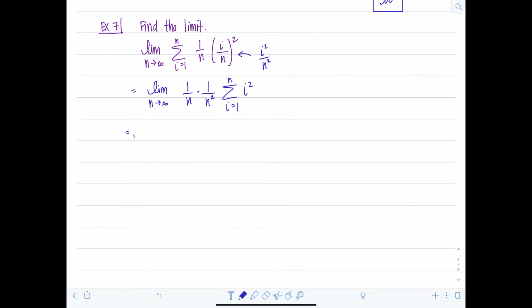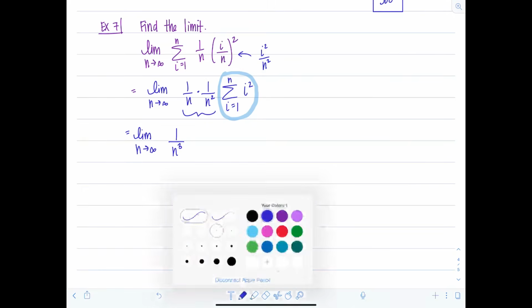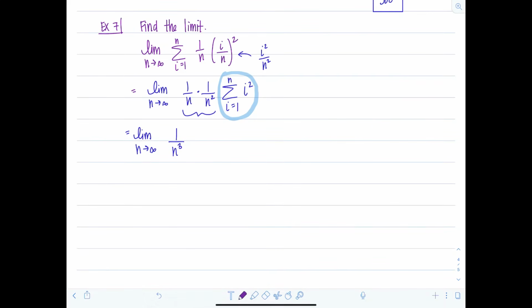So now this is the limit as n approaches infinity. These two I can clean up, multiply by each other. I have 1 over n cubed, and then I'm going to replace the sum i equals 1 to n of i squared with the summation formula I listed above. So remember, that's n times (n plus 1) times (2n plus 1) over 6. So I'm evaluating the limit of all of this.